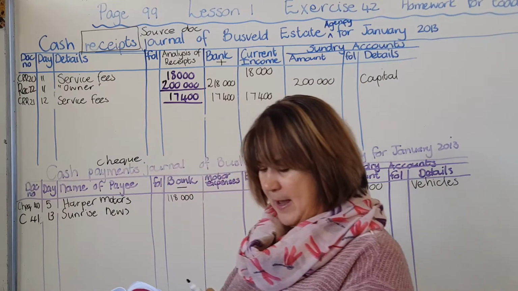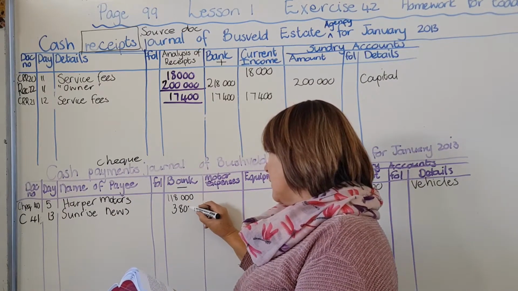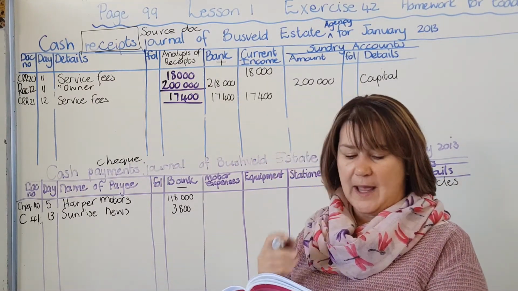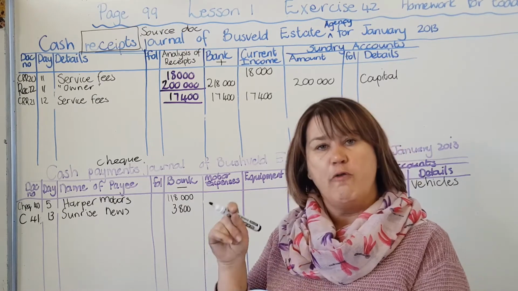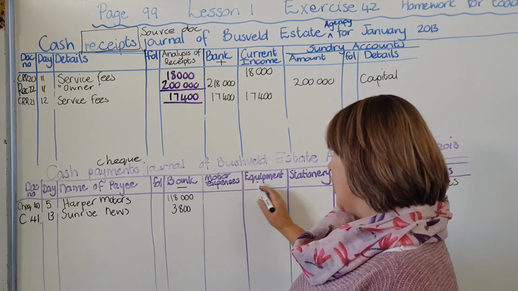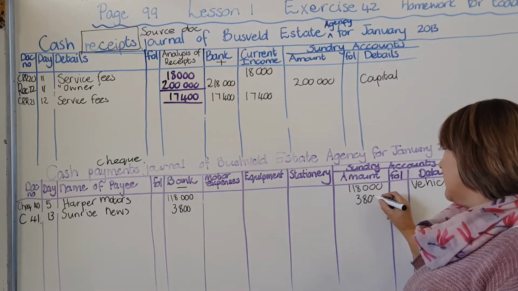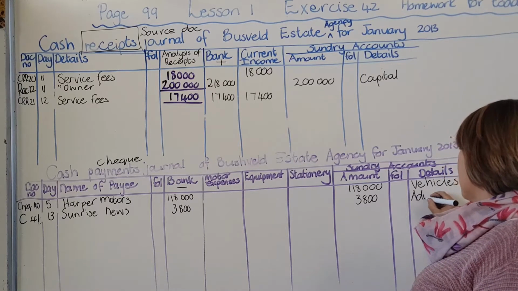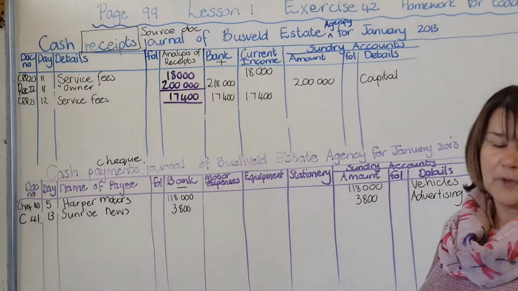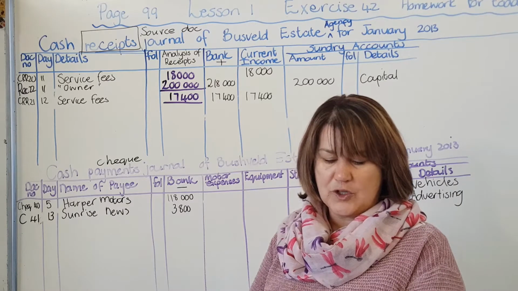How much did we pay? So we paid 3,800. So that's going to be taken out of my bank account because I'm paying them 3,800 rand. For what? For an advertisement. So here there's no advertising column, so here you'll write 3,800 rand. Advertising.